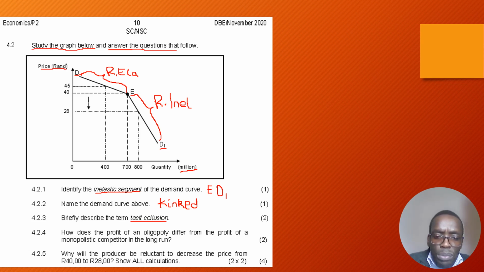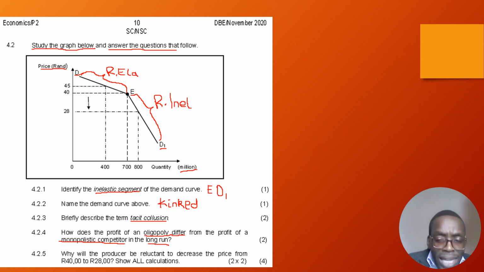Then we go to the next part of the question. It says, how does profit in an oligopoly differ from profit of a monopolistic competitor, in the long run? What we now know is that an oligopoly in the long run makes economic profits. We now know that an oligopoly firm makes economic profits in the long run.